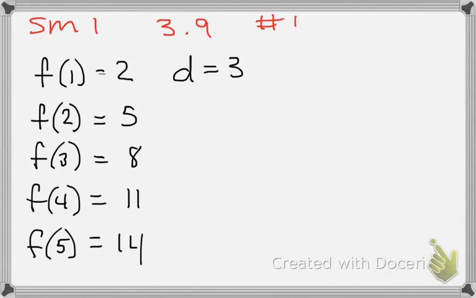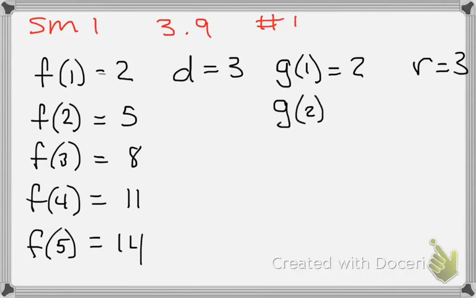So they're telling me now that g of 1 is 2, and my common ratio is 3. And they want me to find the next four terms.